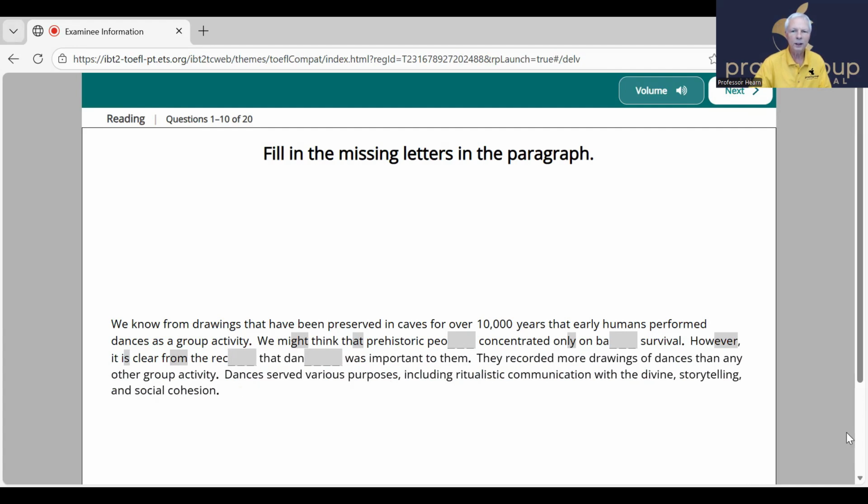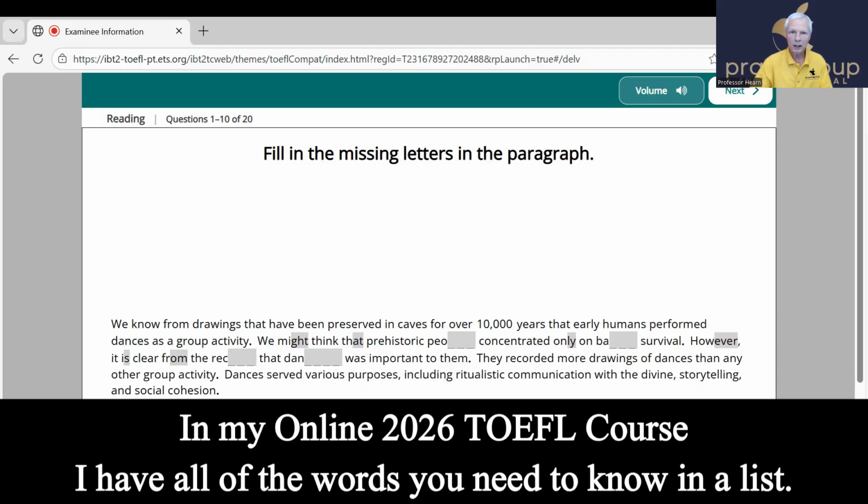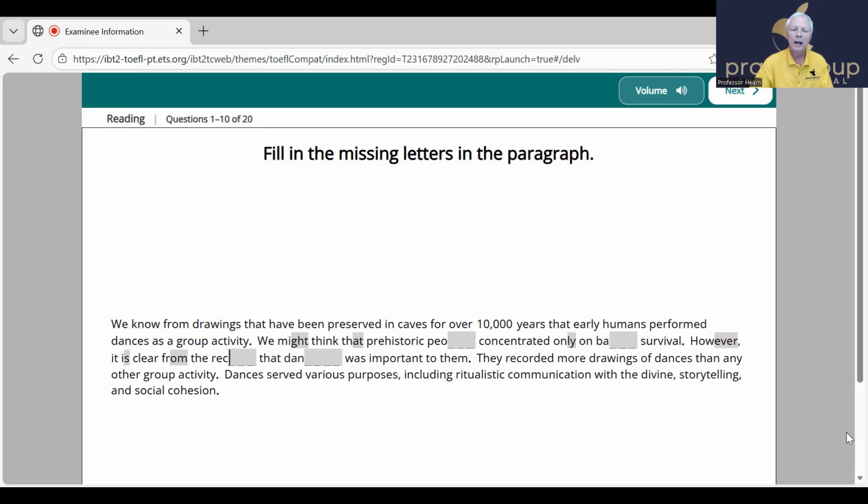What do we have here? We've answered 6 of the 10 questions, and this should have only taken you a few seconds. If it didn't, in my online TOEFL course, I have a list of all of the words that you could have on this passage, and it's easy to fill in the words when you know what they are.